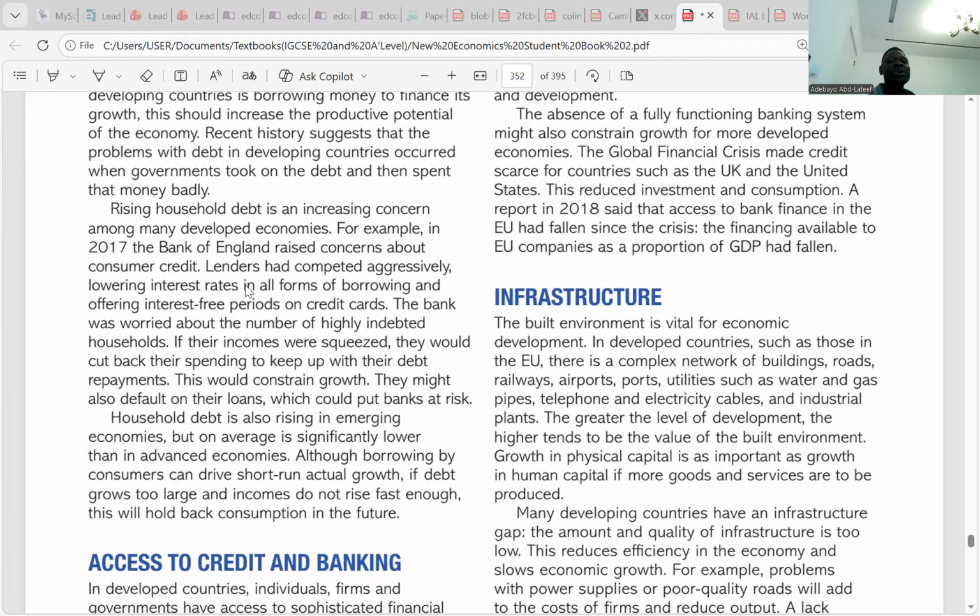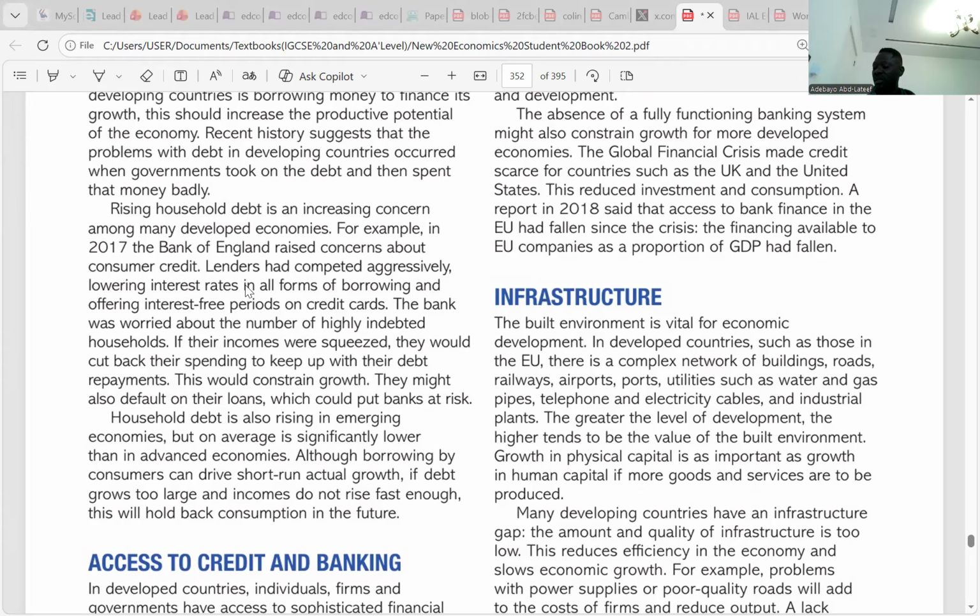Household debt is also rising in emerging economies, but on average is significantly lower than in the advanced economies. Although borrowing by consumers can drive short-run actual growth, if debt grows too large and incomes do not rise fast enough, this will hold back consumption in the future.